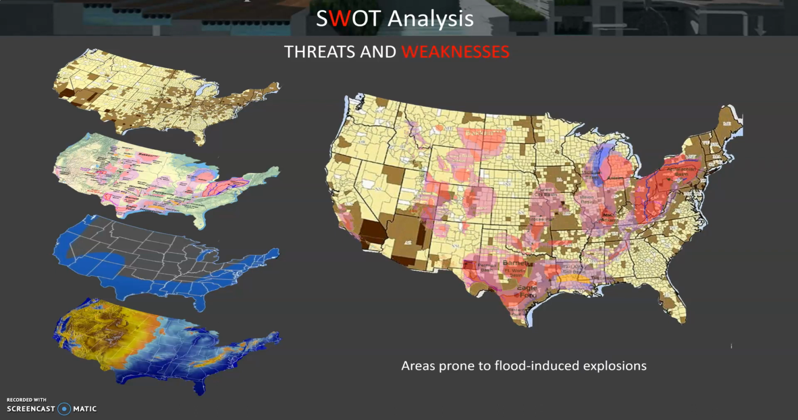The second fundamental map is the locations of oil and gas facilities. Those facilities can potentially be prone to explosions when they're inundated. So you can see how when they overlap with where we have higher flood risk, that increases the risk of these flood-induced explosions even more.